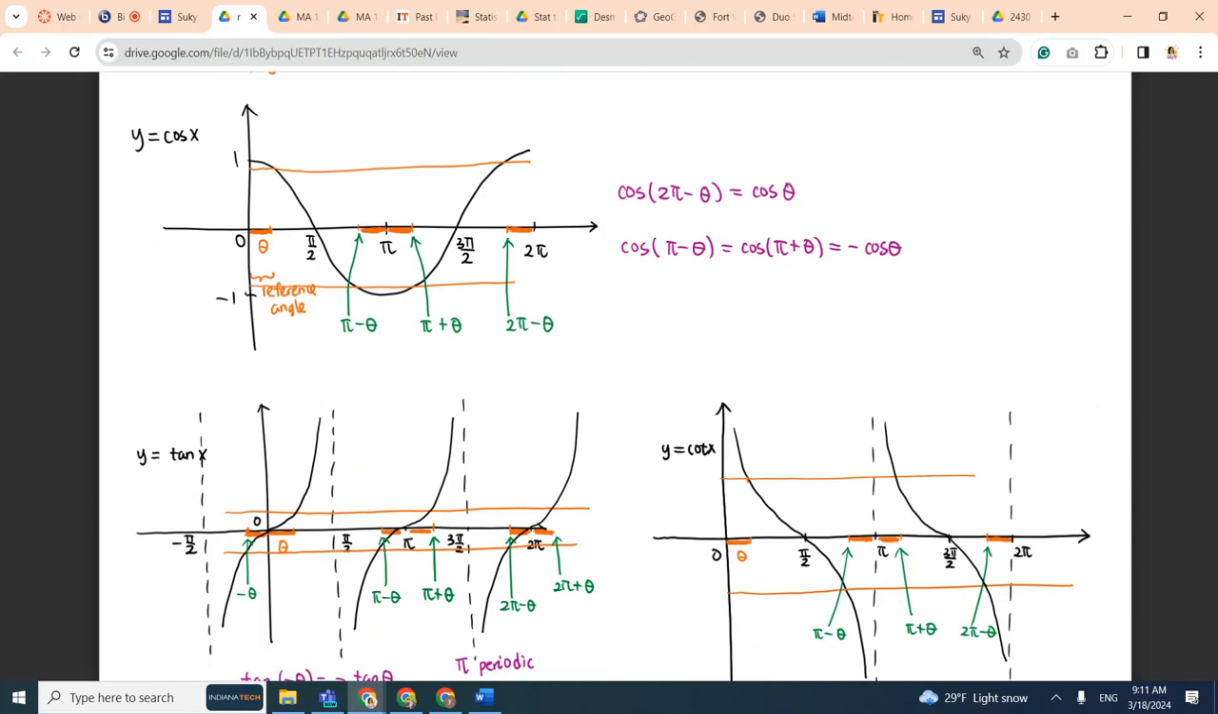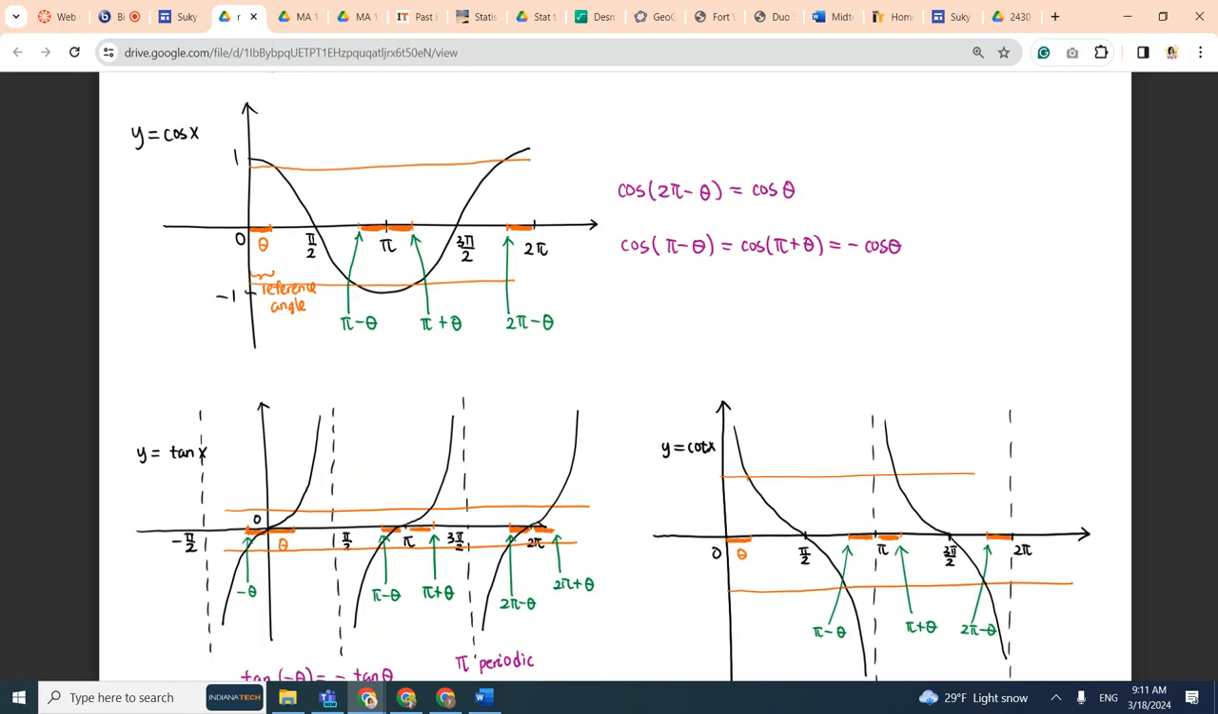Do you need to memorize this? No. Look at the picture. The picture will tell you. Okay? I don't memorize this formula. Okay? Look at the picture. The picture will tell you. And you know sine and cosine, they are 2 pi periodic.